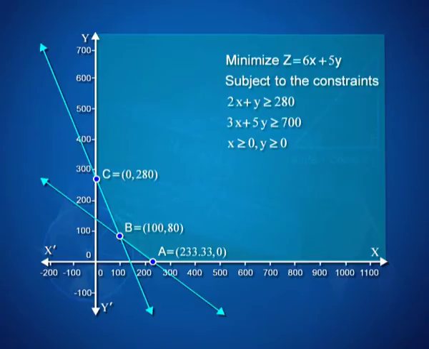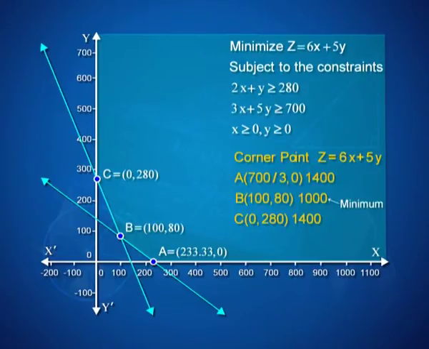In this case, we find the points of intersection of the two straight lines and as well as where these lines meet the x and y axis. I am looking at 3 vertices of this feasible region, A, B and C. These are our corner points, and we test the objective function at these corner points. So, we find the value of z, which is 6x plus 5y. In this case, it is giving us the minimum value of 1000 at B, which is (100, 80). So, going by our previous method, 1000 would be the minimum cost at x equal to 100 and y equal to 80.